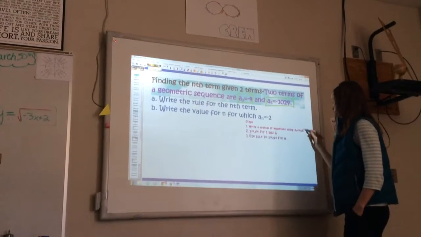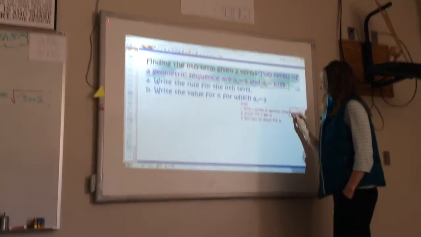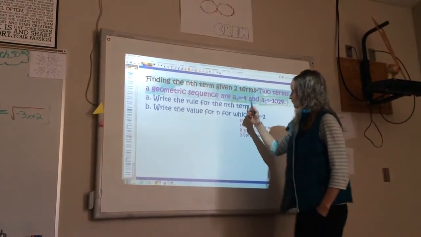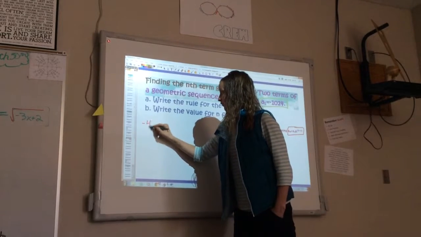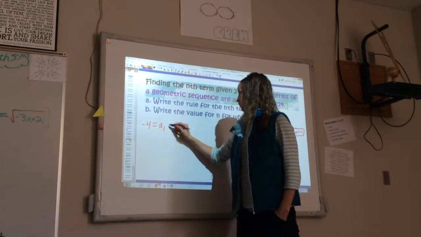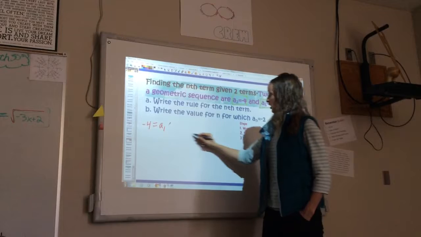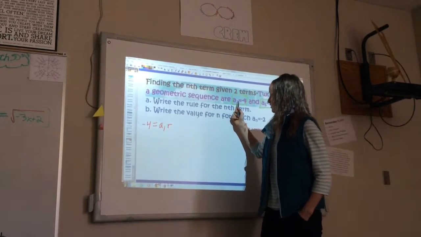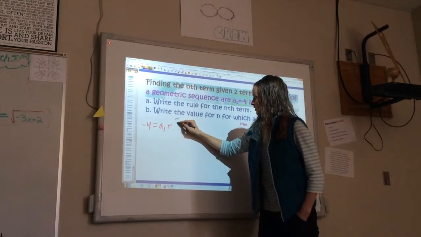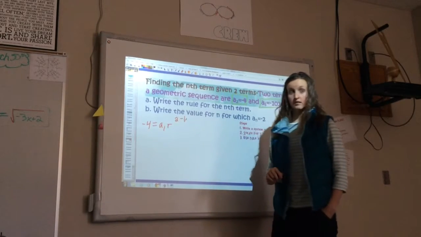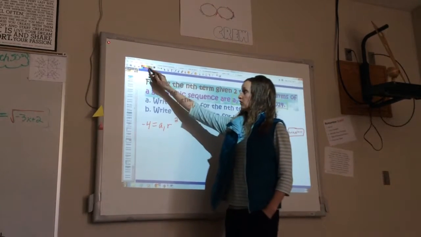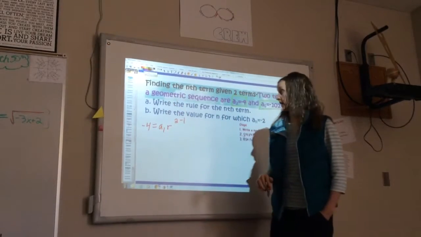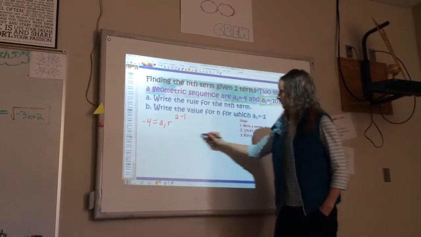Write the system of equations. Here's your nice little formula. What is A sub n? -4 equals your A sub 1 times r. We don't know what r is, but you do know that your n value is 2. So you have 2 minus 1, right? Your second setup should look like what? -1024.